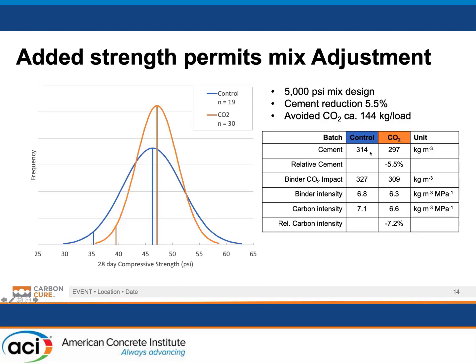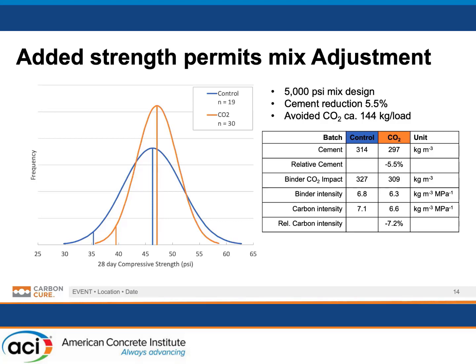So in this case, what they've done is they've taken out 5,000 PSI mix. I guess I'm mixing units. I've gone metric on the mix design, but they've taken out 5.5% of the cement. So if you look at the CO2 impact on the binder, you're reducing it by, what is that, 17, 18 kilograms per cubic meter. You've improved the binder intensity. You've improved the carbon intensity of the mix. So by adding a small amount of CO2, you've been able to reduce a much larger amount of cement, and with the cement comes the environmental benefit.